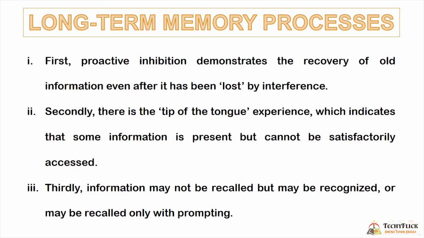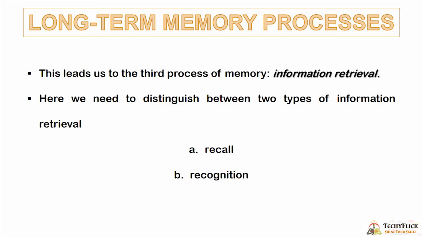First, proactive inhibition demonstrates the recovery of old information even after it has been lost by interference. Secondly, there is the tip of the tongue experience, which indicates that some information is present but cannot be satisfactorily accessed. Thirdly, information may not be recalled but may be recognized or may be recalled only by prompting. This leads us to the third process of memory, which is called information retrieval.